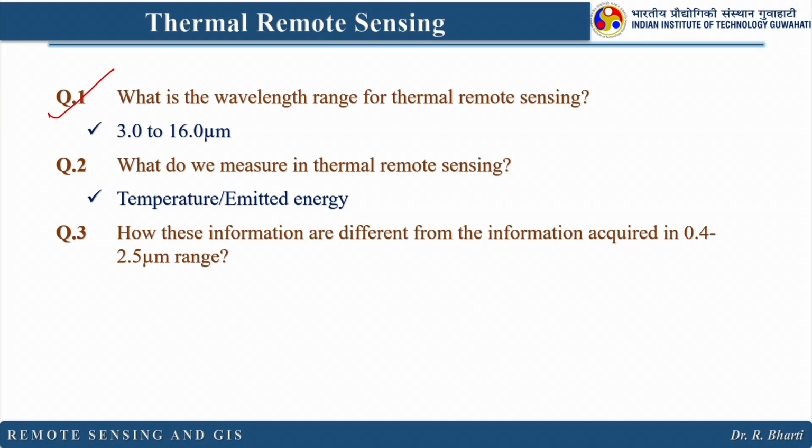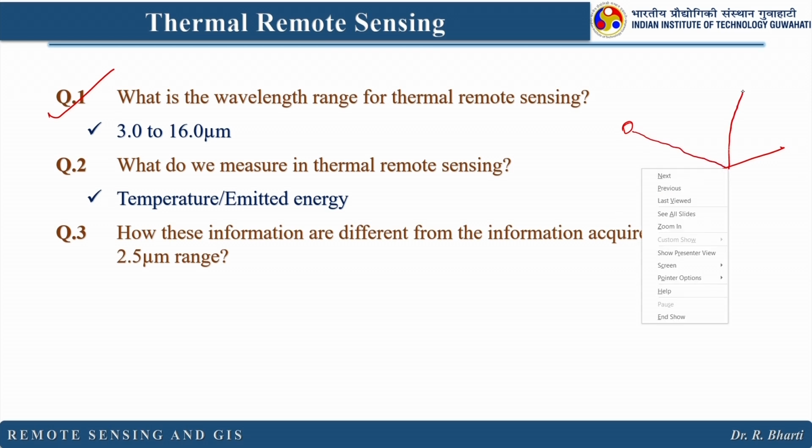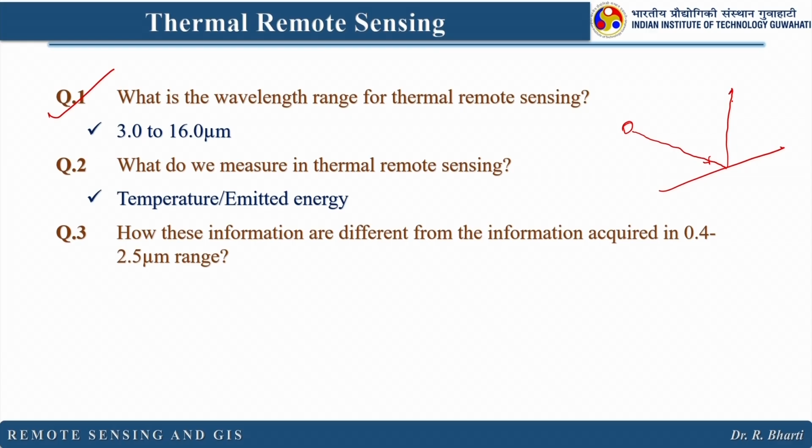Now what do we measure? Basically we measure temperature and emitted energy from the surface, right? Now how is this information different from information acquired in the reflective domain? First of all, you have to understand, this is your target and you have a source, and when we are talking about reflected energy, basically this incident energy gets reflected from the surface itself.